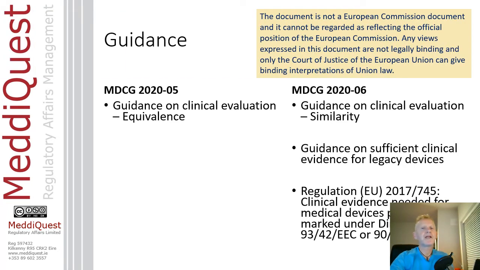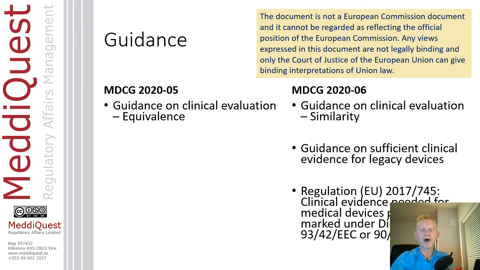let's head on. These documents have one really good, clear, well-written paragraph in them. It's on the front of all these documents. It says this document is not a European Commission document, and it cannot be regarded as reflecting the official position of the European Commission. Any views expressed in this document are not legally binding, and only the Court of Justice of the European Union can give binding interpretations on Union law.